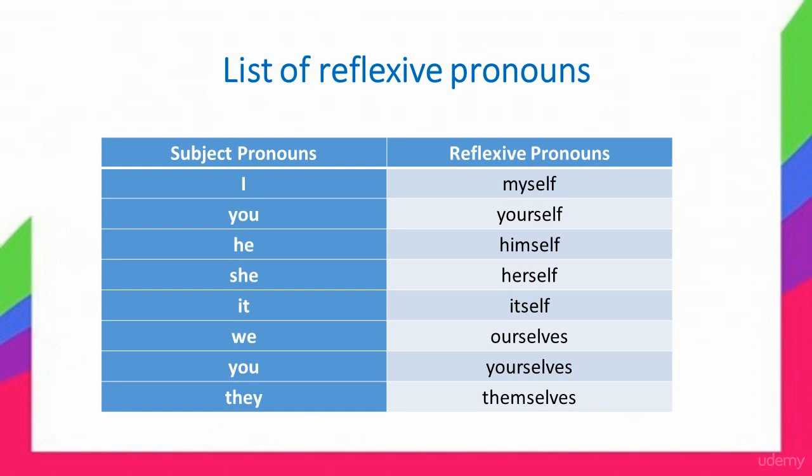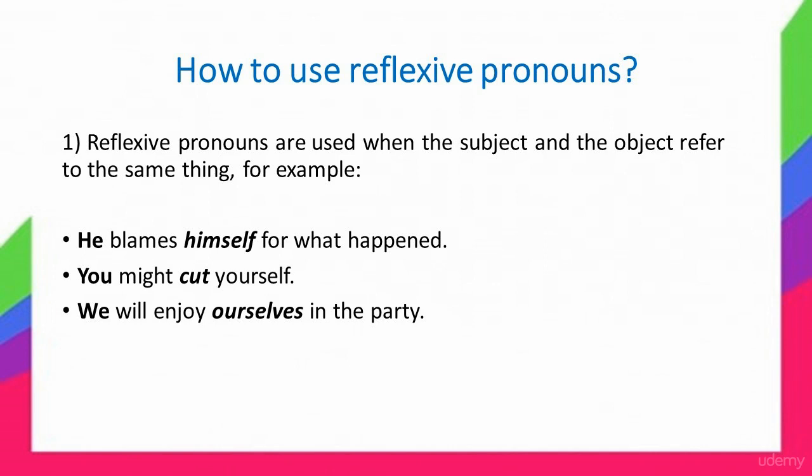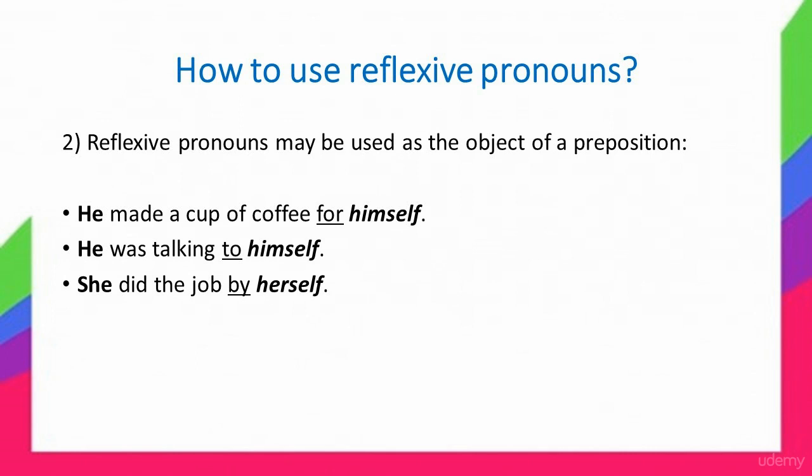So, how do you use reflexive pronouns? Number 1. Reflexive pronouns are used when the subject and object refer to the same thing. For example, he blames himself for what happened. You might cut yourself. We will enjoy ourselves in the party. 2. Reflexive pronouns may be used as the object of a preposition. He made a cup of coffee for himself. He was talking to himself. She did the job by herself.